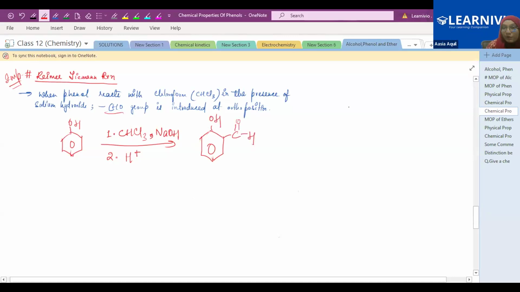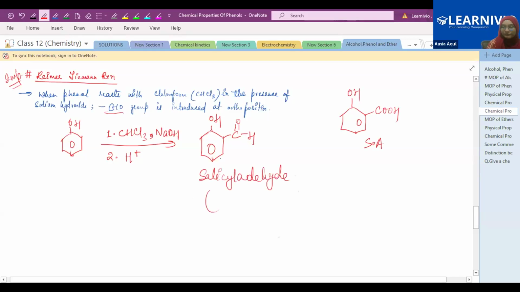Salicylic acid, just remember what was salicylic acid? This was your OH phenol group, and on the ortho position there was COOH. So this was salicylic acid. But this is salicylaldehyde. On the ortho position, there is an aldehyde group, CHO group, present. So that's why it is called salicylaldehyde. And what will be the IUPAC name of this salicylaldehyde?